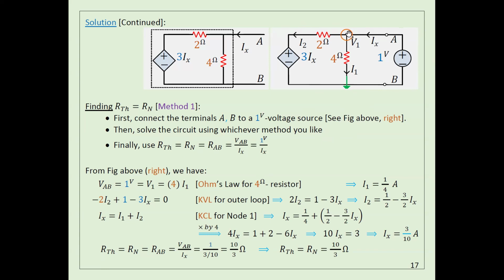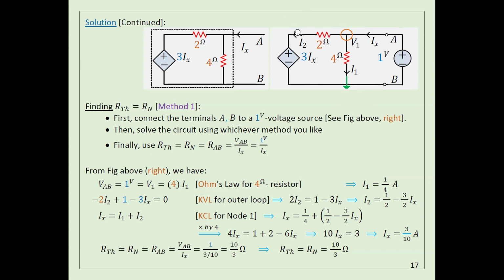I know the voltage here is 1. I can get I1 easily with Ohm's law: 1 minus 0 divided by 4 ohms, I got I1. Make sense? Now at this point the voltage is 1, and the voltage here is actually 3Ix, because this is 0, so this one should be 3Ix. So what is the current I2 here? I2 should be 1 minus 3Ix divided by 2. This gives you I2, the current here.